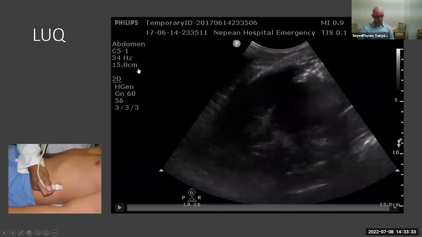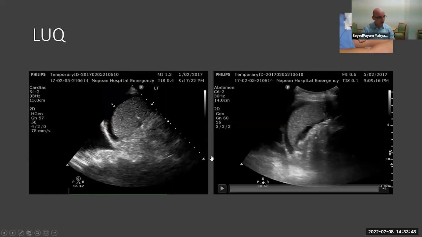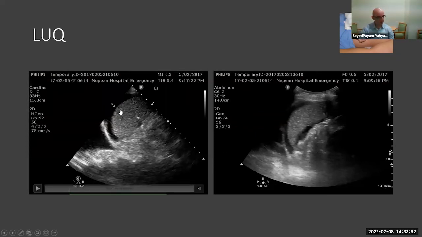Okay, so this is an example of blood between the spleen and the diaphragm, and this is a diagram of that. And in this one, pretty much there is fluid everywhere. So there is free fluid between the spleen and the diaphragm.